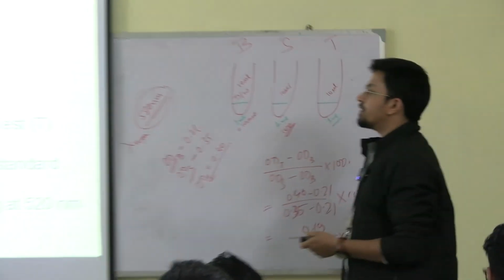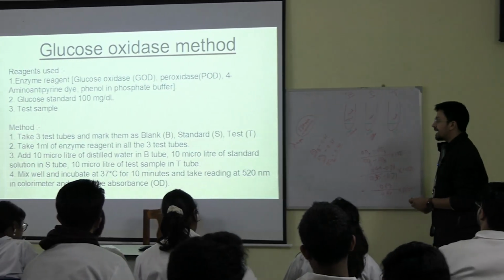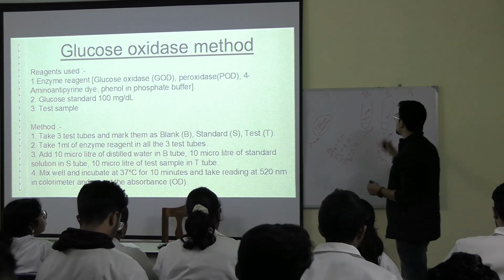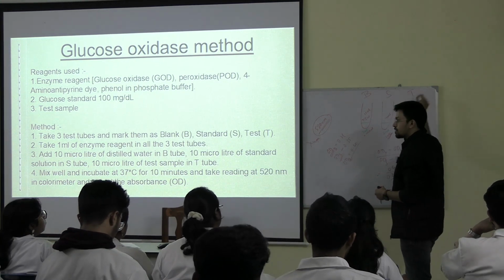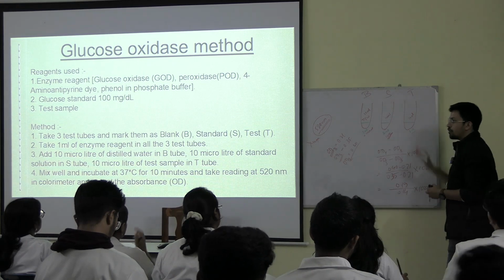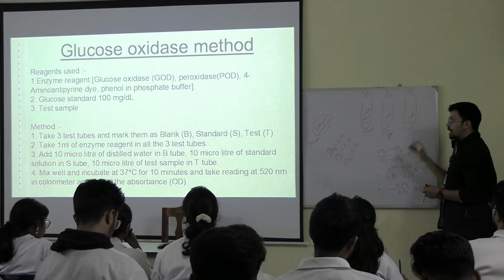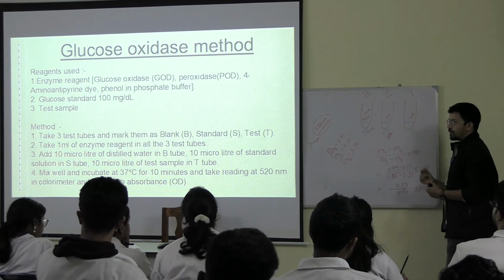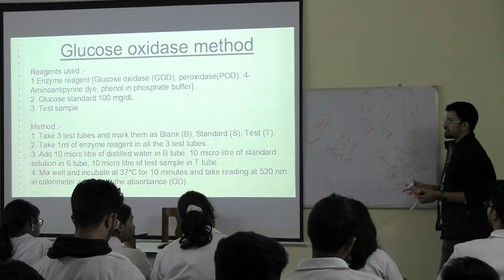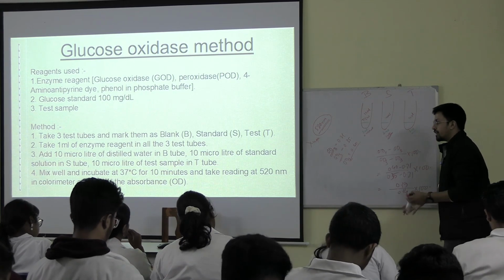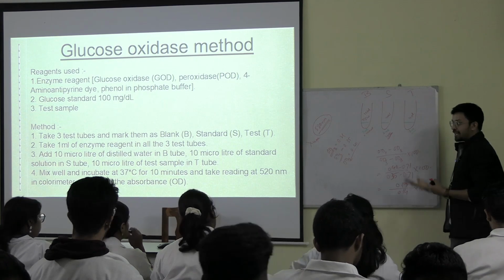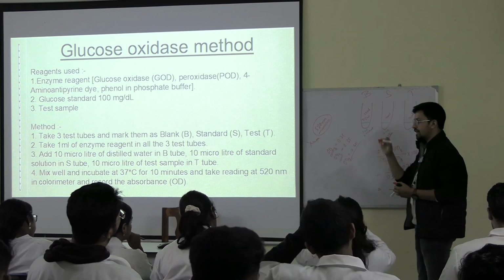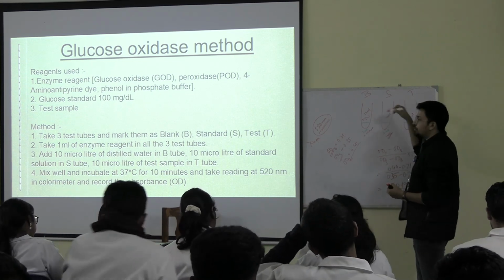Over here, the method is: first take 3 test tubes in the rack. In the rack only you write 1B, 1S, 1T, so that there is no confusion about which one was B and which one was T, because you have to put them inside the incubator, and after 10 minutes when you take them out you might get confused. S is always in the middle, but just to avoid confusion, write with a marker in the rack only, B, S and T.